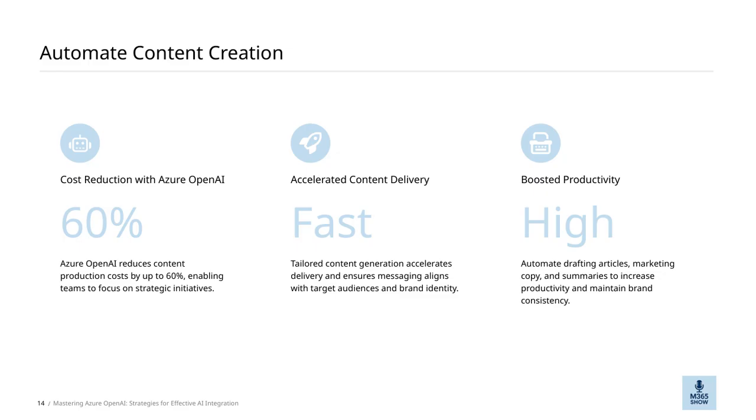And finally, there's a significant cost advantage. Azure OpenAI can reduce content production costs by up to 60%. That's a huge saving, allowing our teams to reallocate resources towards strategic initiatives that add even more value. So, integrating these AI-driven approaches isn't just about efficiency. It's about smarter, faster, and more cost-effective content creation that aligns perfectly with our overall strategy.